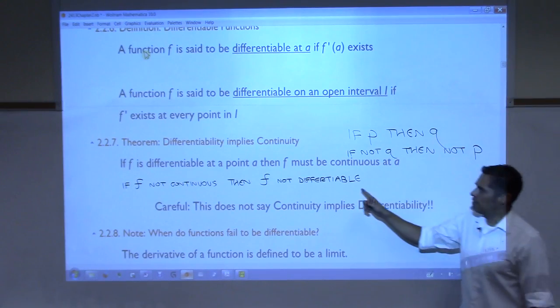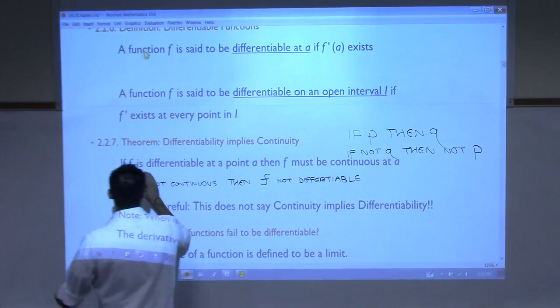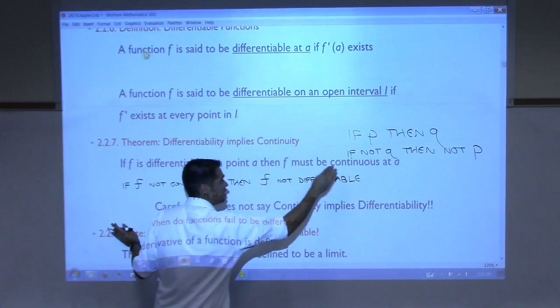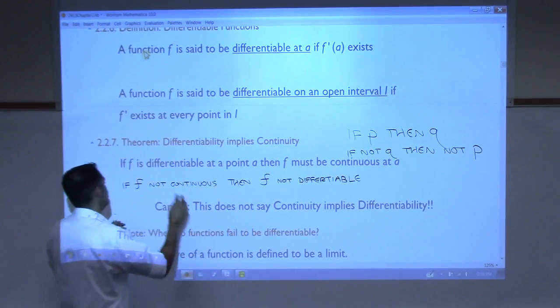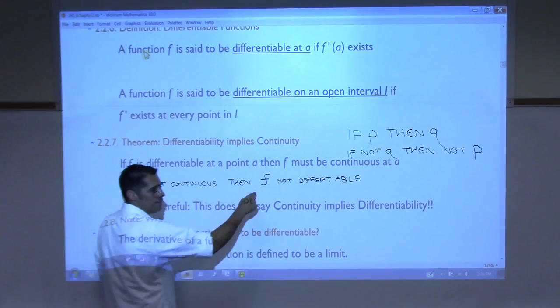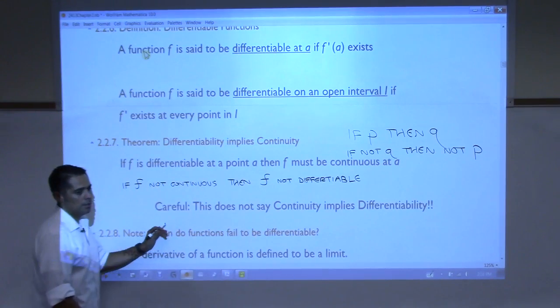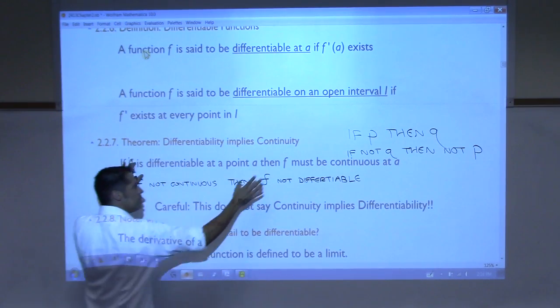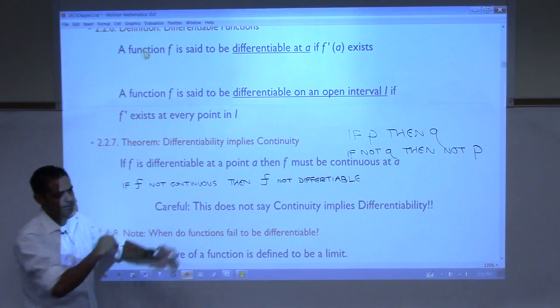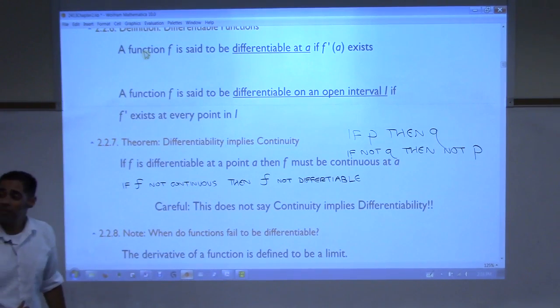So I did the contrapositive of this statement. If f is differentiable, then it must be continuous. Equivalently, if f is not continuous, then f is not differentiable. So it's like negating both of these, but you have to flip the order. I'll give you a simpler example.